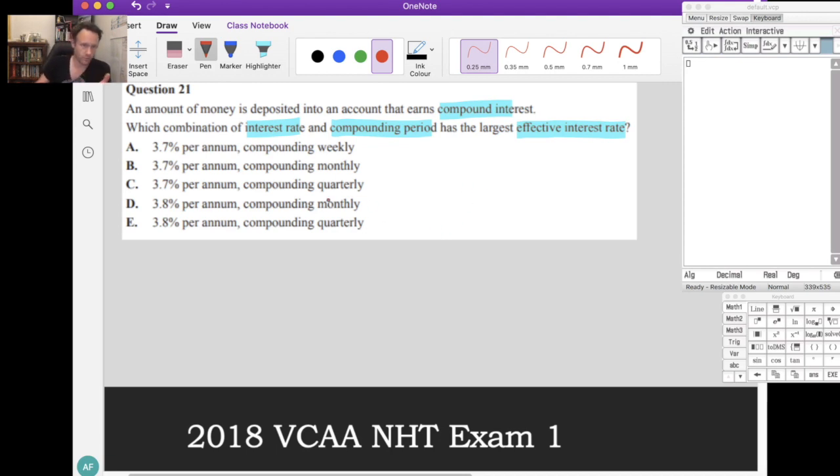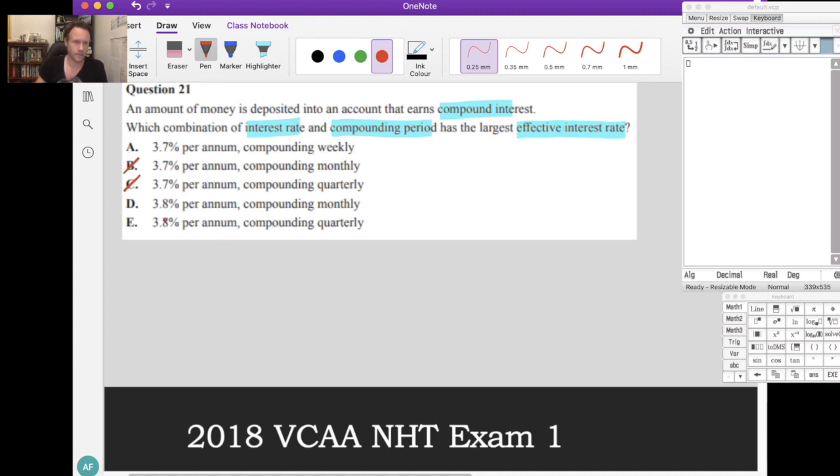First off though, we want to save some time and not go through each one of these calculating the effective interest rate. First thing we know is that if we have 3% being applied compounding quarterly, the same percent compounding monthly or more often will be better than quarterly, and again weekly will be better than monthly. So we know it's not going to be B, it's not going to be C. Alright, we're interested in A.